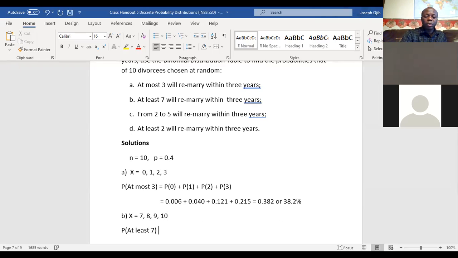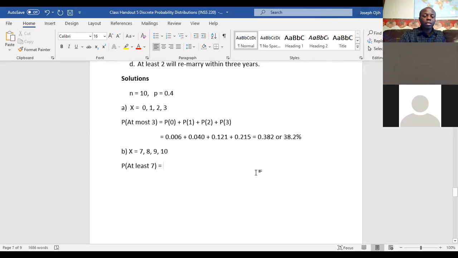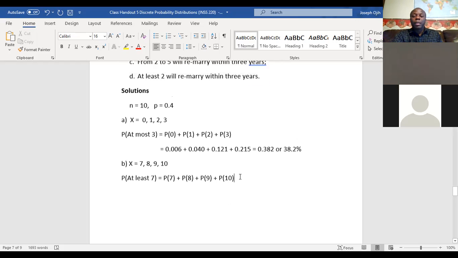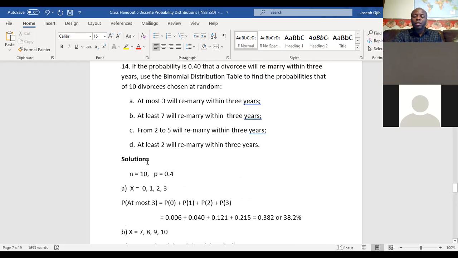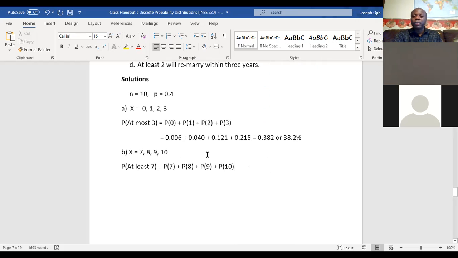So the probability of at least 7 becomes the probability of 7 plus the probability of 8 plus the probability of 9 plus the probability of 10. Now, why do we stop at 10? Because only 10 divorcees were selected, so N is 10. So at least 7 means 7 to 10.